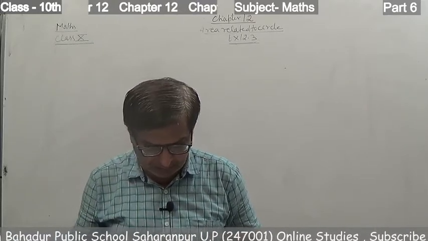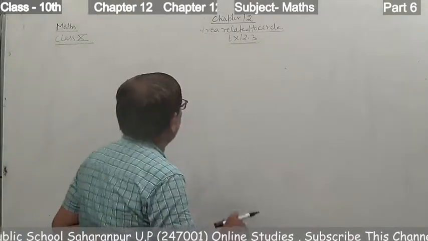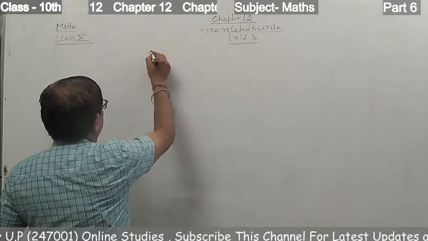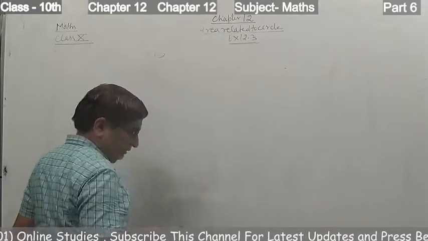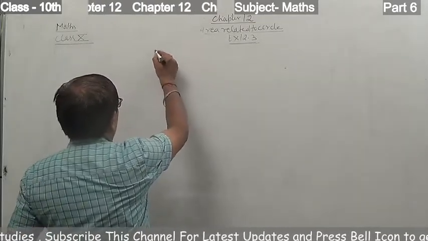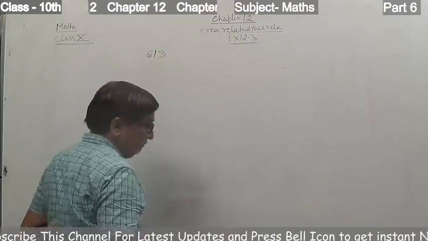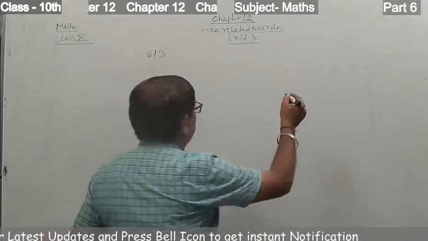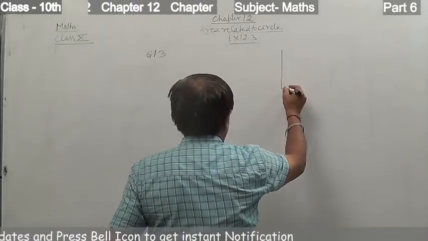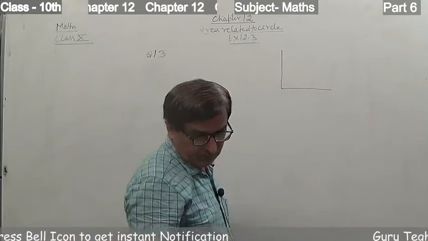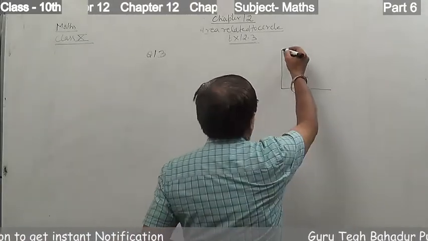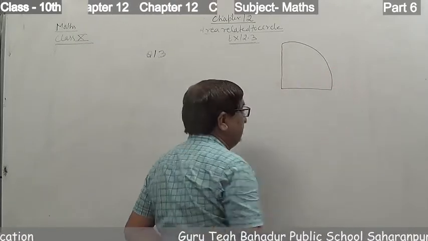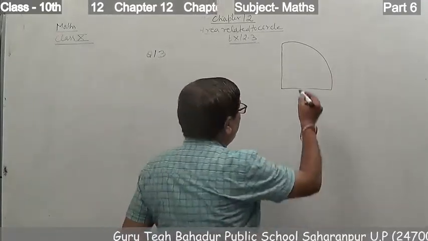Now see the question number 13 of exercise 12.3. Question number 13 is given that this is the diagram, this is a quadrant and this is your square.